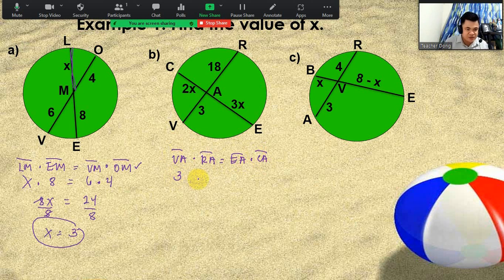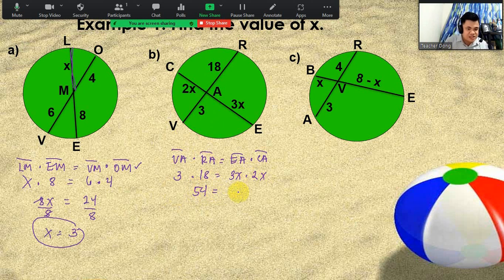The next thing is to substitute the values. Segment VA is 3, then segment RA is 18. Then segment EA is 3x times segment CA, which is 2x. Next, we will multiply: 3 times 18 is 54.